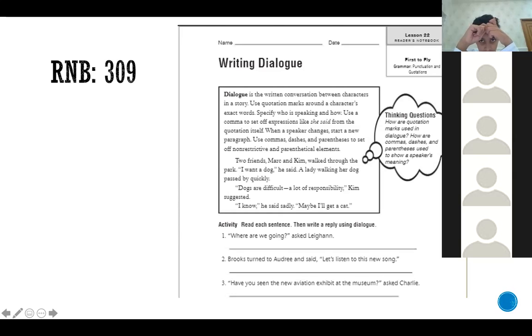Okay, let's look at this activity now. Read each sentence, then write a reply using a dialogue. What is the keyword here, Muhammad?